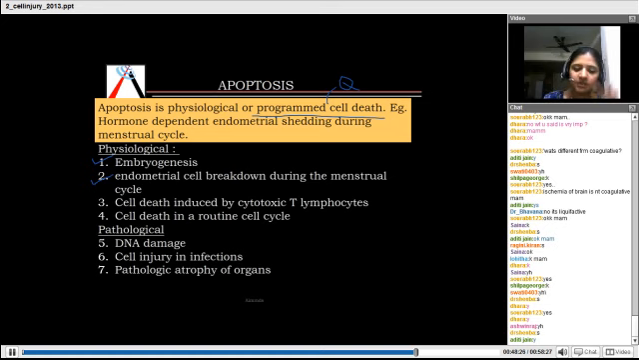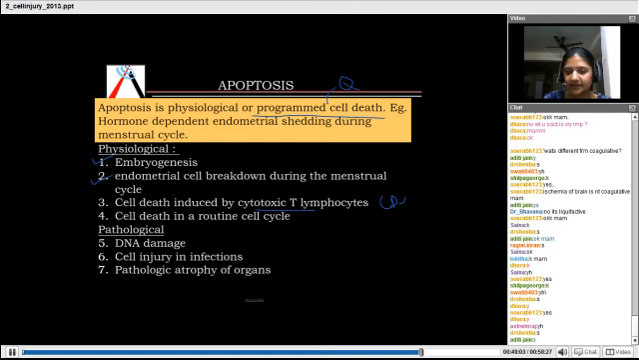Then, during a normal immunological reaction, the T lymphocytes are also involved in some amount of cell death. It's not talking about pathological. I told you there are some cells which need to be removed from your body, right? Whenever they are found to be either defective or aged or whatever. So that is also brought about by the CD8 cells, that is the cytotoxic T lymphocytes. Cytotoxic T lymphocytes is nothing but your CD8, right? The suppressors. So the cell death which is induced because of these is also because of apoptosis, and a routine cycle of cell death. So these are where the physiological changes will take place.